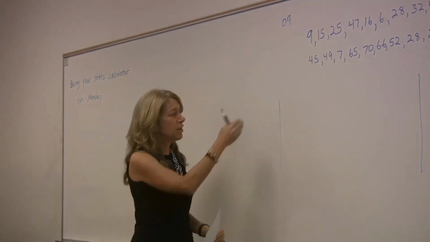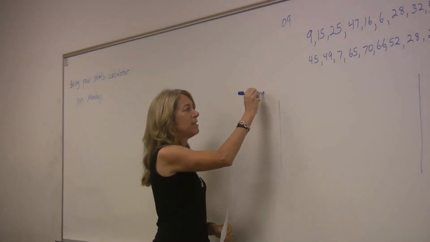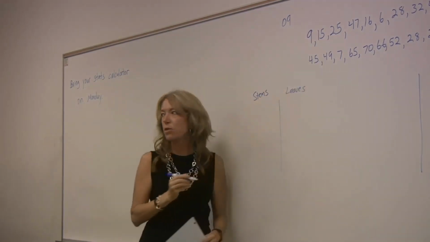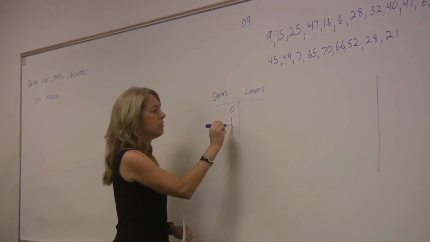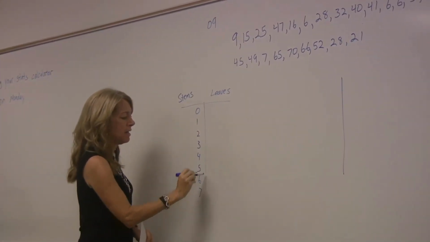So the first digits are going to come over here. They call it a stem plot. This side they call the stems, and this side they call the leaves. Some people call it a stem and leaf plot. So my stems are the first digits. 0, 1, 2, 3, 4, 5, 6, 7.